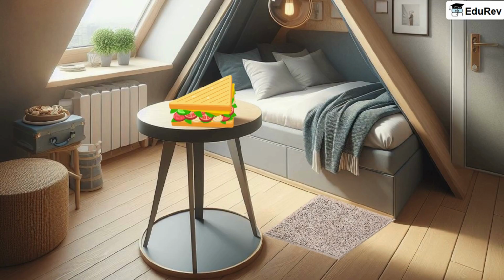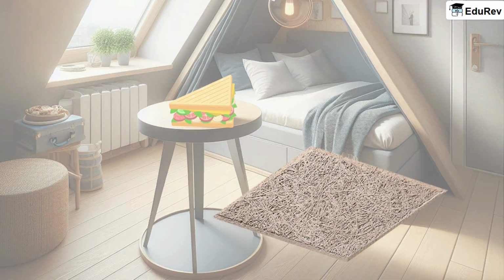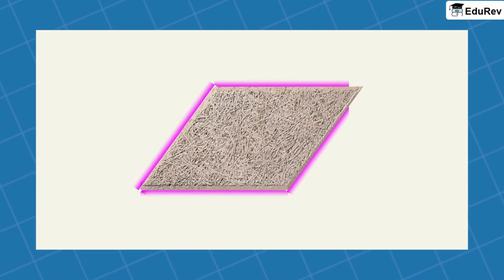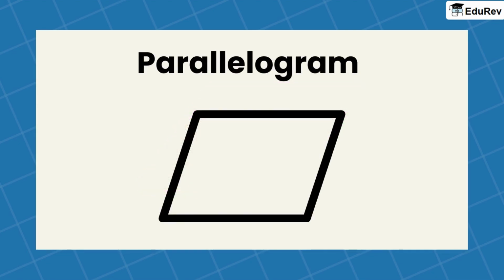Do you see the rug near the bed? Let's see it closely. Do you identify the shape of this rug? Let me give you a hint. It's a type of quadrilateral. Yes, you are correct. It's a parallelogram. We need to help Bob by calculating the space used up, or the area, of this rug.